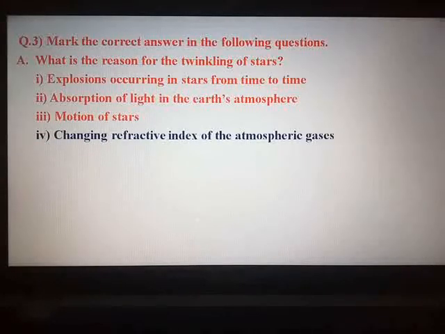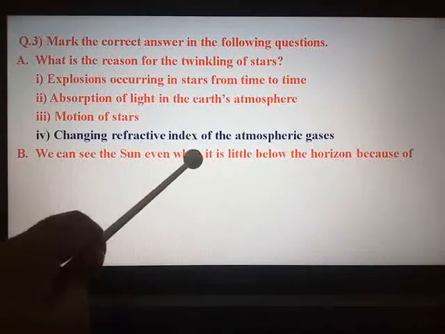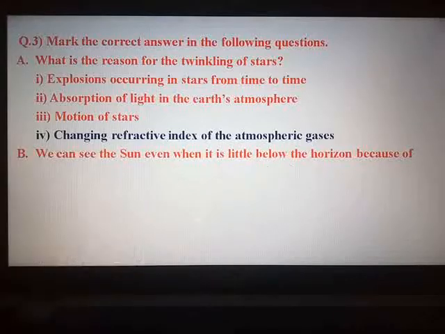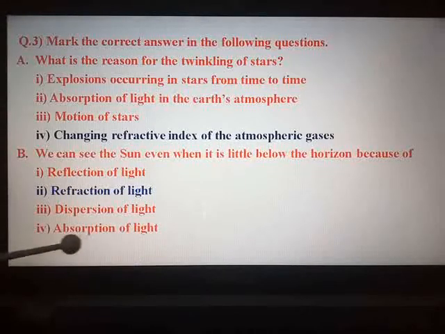We have studied the concept of twinkling of stars. This twinkling, the stars appear to be twinkling because of the change in the refractive index of the atmosphere. So fourth option is your answer. Changing refractive index of the atmospheric gases. Second is, we can see the sun even when it is little below the horizon because of which phenomena? Reflection? No, it is due to refraction. So refraction is the correct option. Dispersion is also wrong, and absorption of light is also the wrong option.